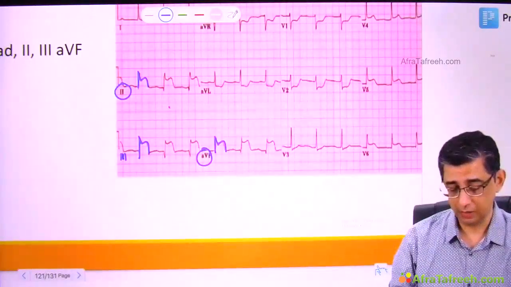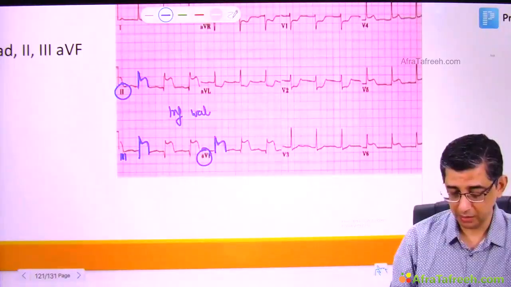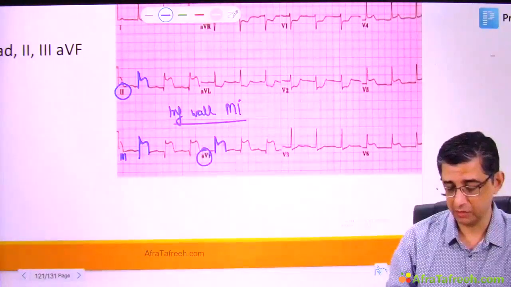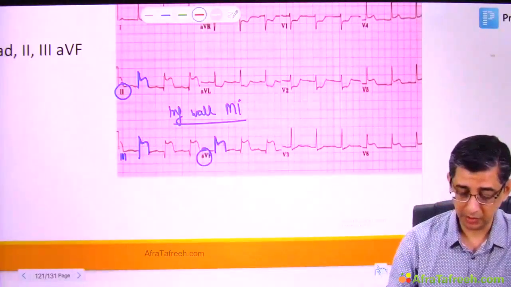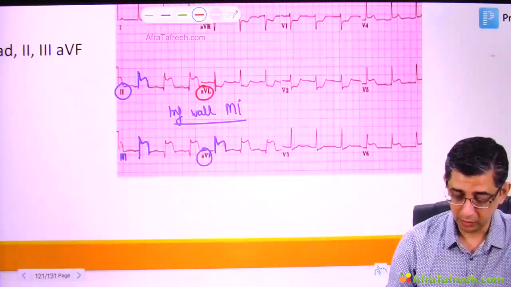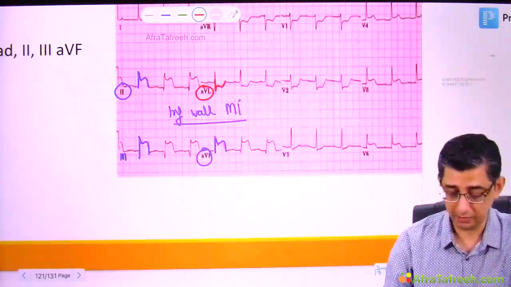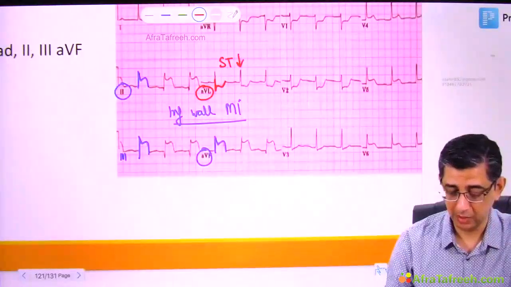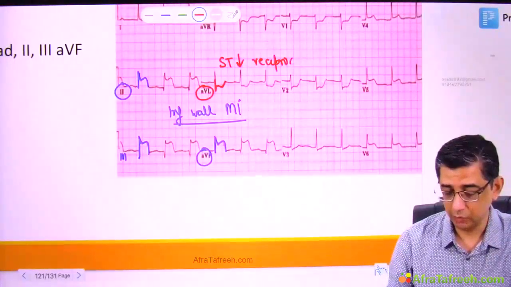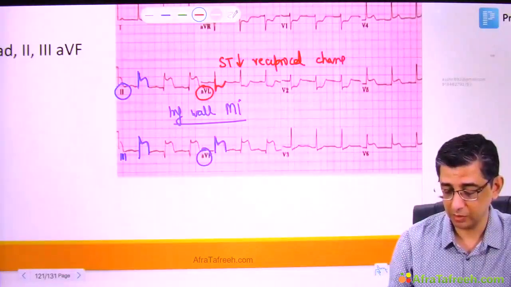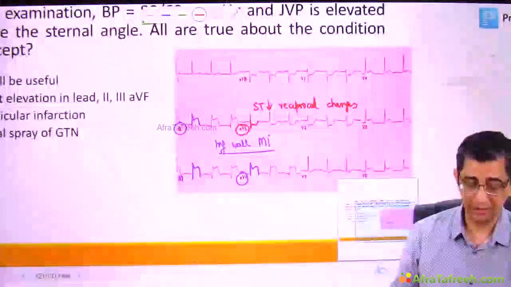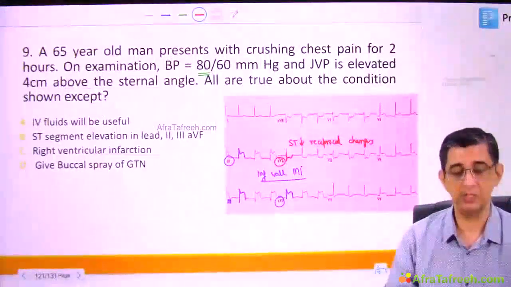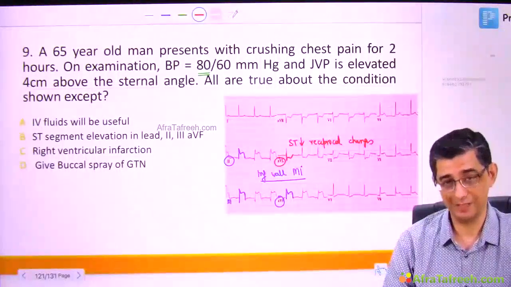Whatever is interpreted from the ECG would be an inferior wall myocardial infarction in the patient. Along with this, I can also notice some reciprocal changes, especially in lead AVL. You can notice some reciprocal ST segment depression present. I would like to call this ST depression reciprocal changes, and that always happens in inferior wall MI. If you want to be sure, just look at leads 2, 3 and AVF and then look at the reciprocal changes in lead AVL. The question says all are true about this condition shown except.